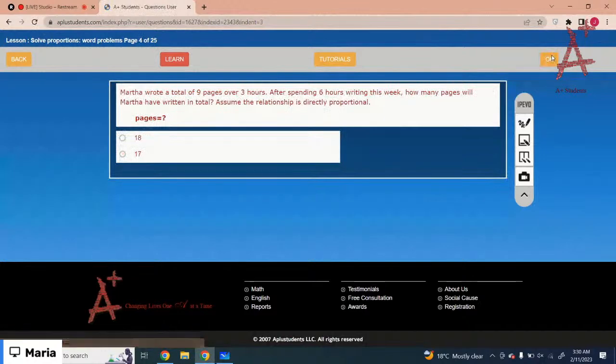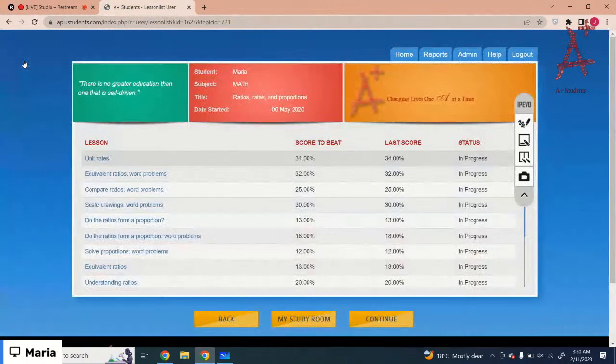Okay, you can complete the test by yourself later today. Let me just move on to the next lesson. Okay, let's start with the next lesson, that is equivalent ratios.